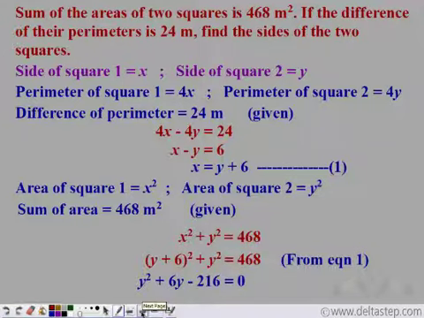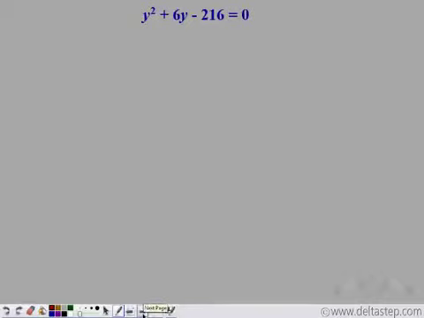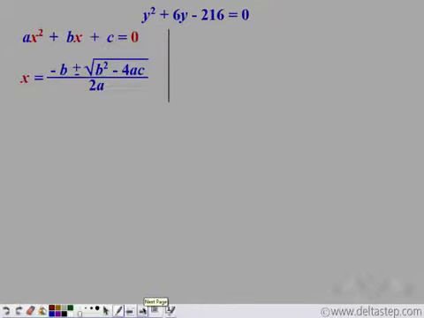Now this is a quadratic equation in one variable y, and we can easily solve it. We can solve it by any method we want. Let us solve it by Sridharacharya method. If you recall, if this is a quadratic equation in x, then according to the Sridharacharya method, the solution for x will be given by this expression. So let us use this formula directly to find the value of y for this quadratic equation.